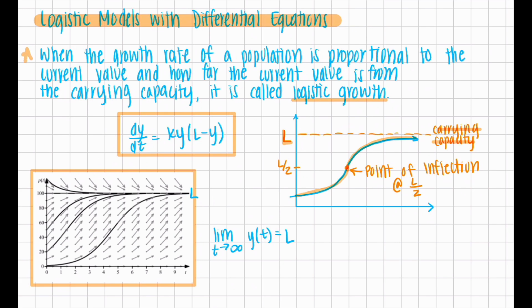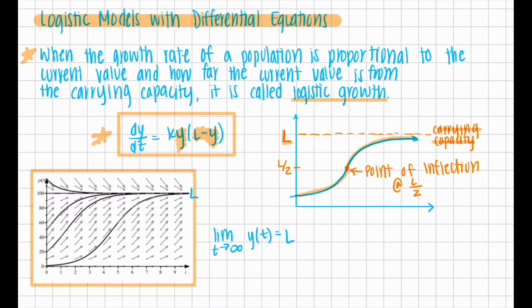And then it says over here, when the growth rate of a population is proportional to the current value and how far the current value is from the carrying capacity, it is called logistic growth. So if the current value of the population is y and our carrying capacity is L, that means that how far the current value is from the carrying capacity is L minus y. So we have this differential equation that we're going to be using.